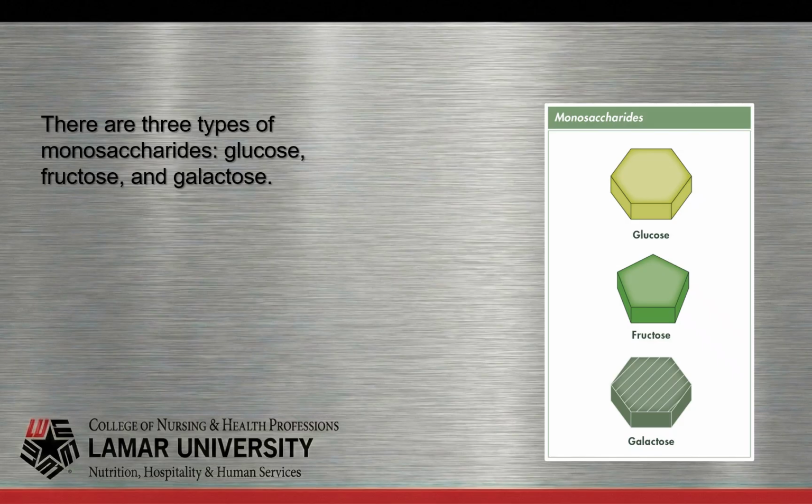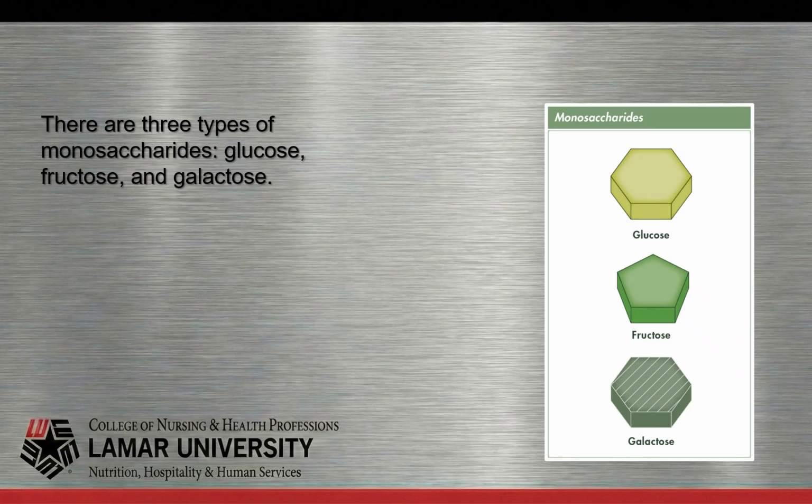A monosaccharide is a simple carbohydrate made of one sugar unit. Monosaccharides are considered the simplest form of sugar and are sometimes called the building blocks of carbohydrates. There are three types of monosaccharides: glucose, fructose, and galactose.